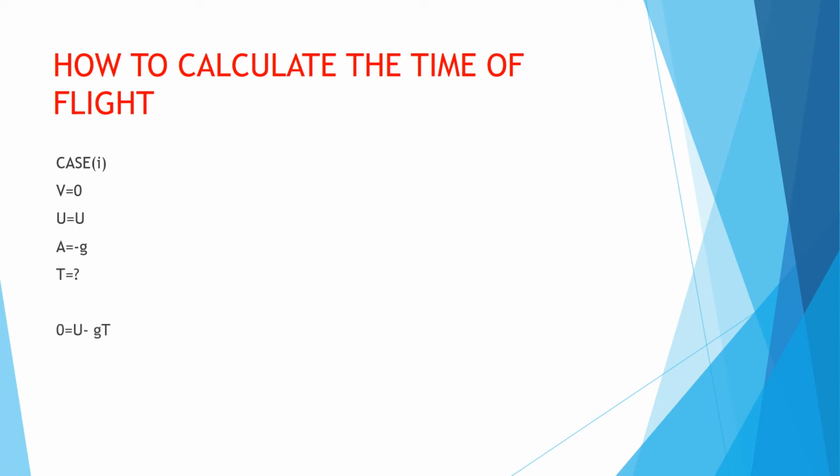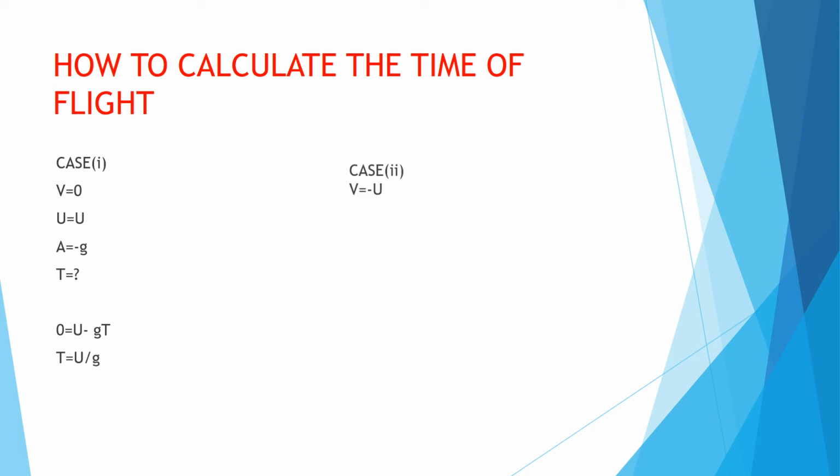If we put in the formula v is equal to u plus at, then it will come 0 is equal to u minus gt. So if we do that, it will come t is equal to initial velocity by acceleration due to gravity. Now let us see case 2.